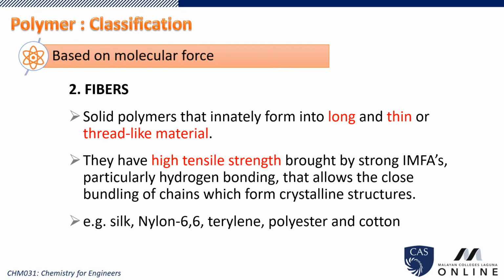The next type of polymer under molecular force are fibers. Fibers are long, thread-like polymers with high tensile strength. The strong intermolecular forces such as hydrogen bonding allow for tight packing and also allow for the close bundling of chains, which form the close crystalline structure of fibers. Examples of fibers are silk, nylon 66, terylene, polyester, and cotton.